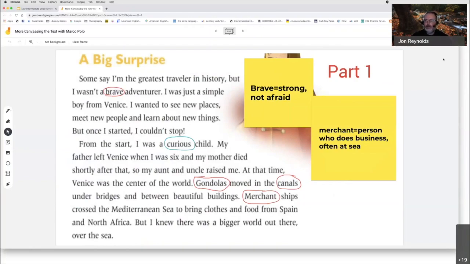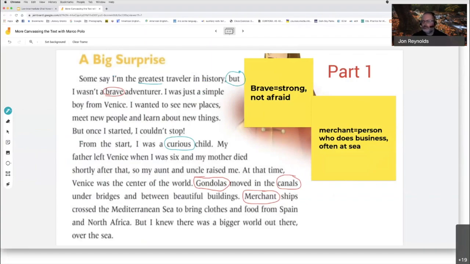Well, looking at the words, let's kind of read a little bit of the story first. I'm just going to highlight a couple of things. First I'll start reading a little bit, and then we'll think about the word brave. Now, I've got the definition on the screen, but let's think about it for just a moment. It says, some say I'm the greatest traveler in history, but... Oh, I see that word but. What does that mean, but? When you hear that word but, what does that mean?